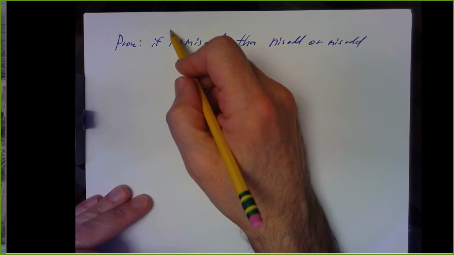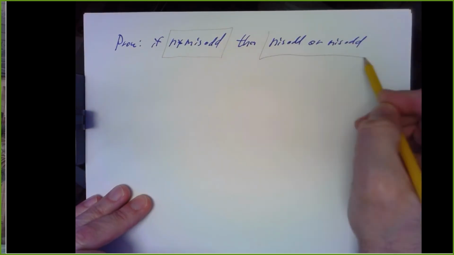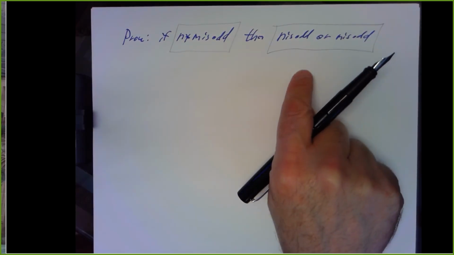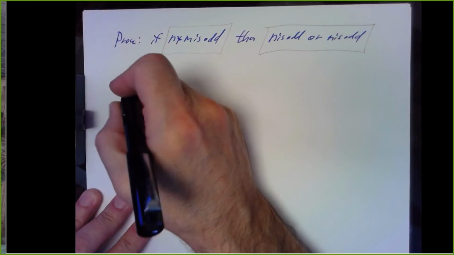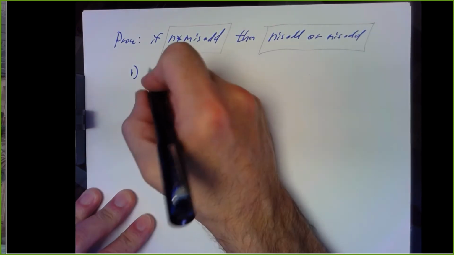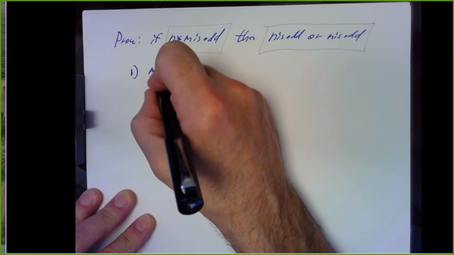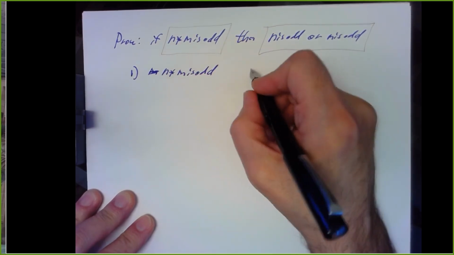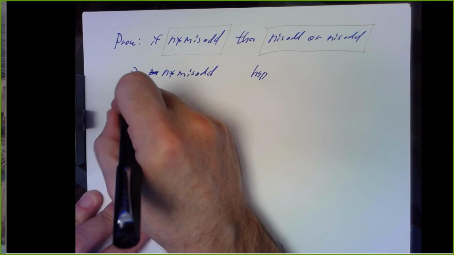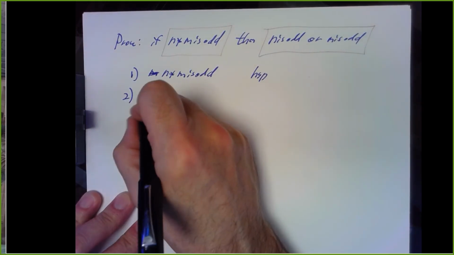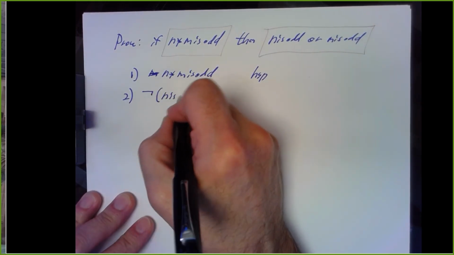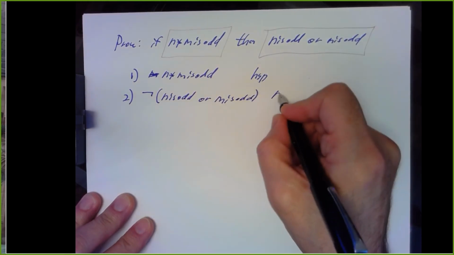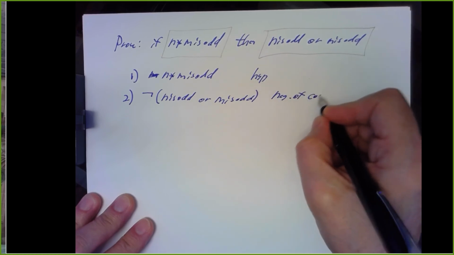All right, so again, we have a proposition here and we have a proposition here. If this is P and Q, we're trying to show if P, then Q. So step one, let's assume the hypothesis. So n times m is odd, that's the hypothesis. And then let's negate the conclusion. So we assume the negation of n is odd or m is odd. That's the negation of the conclusion.